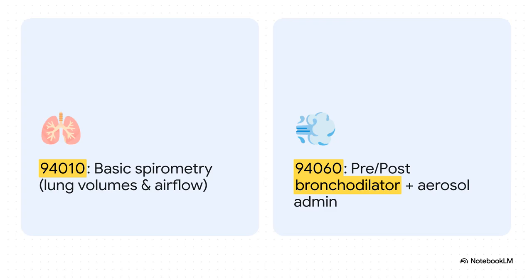You've got to know how to compare basic spirometry, that's code 94010, against 94060. Think of 94010 as just a basic evaluation of lung volumes and airflow capacities, but 94060? That includes a really crucial pre- and post-bronchodilator evaluation, which completely bundles in the aerosol administration. Literally, never code the aerosol separately if you're already using 94060.